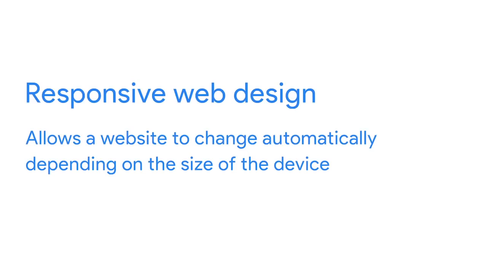Okay, so users interact with devices in different ways. Now, let's go through the design differences we need to consider based on the devices we're designing for. First, let's talk about responsiveness. In the past, most mobile websites were a mini version of the desktop site, which often made the mobile websites difficult to use. Now, almost all websites use responsive web design. Responsive web design allows a website to change automatically, depending on the size of the device.